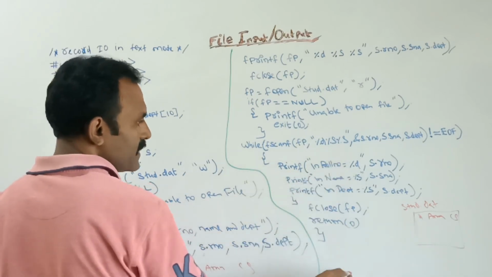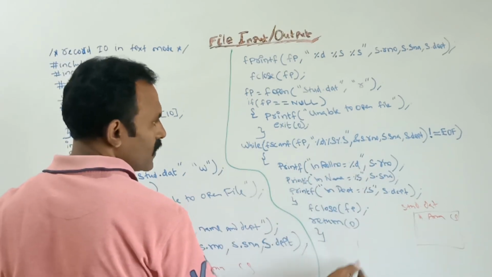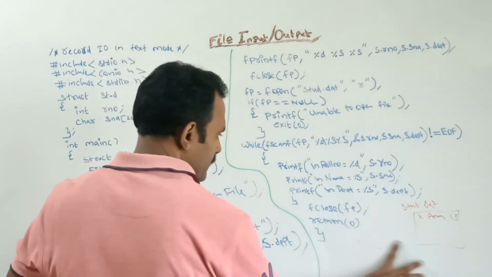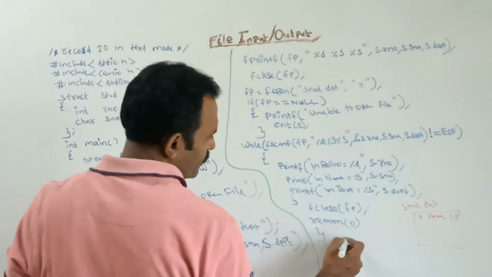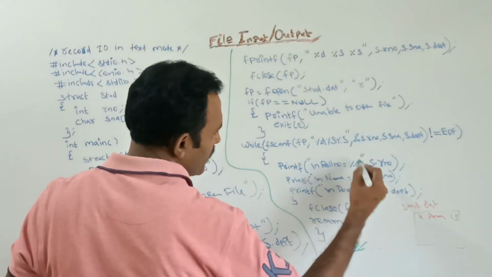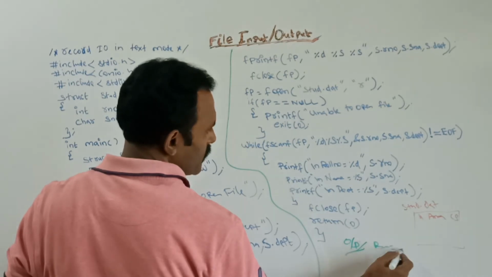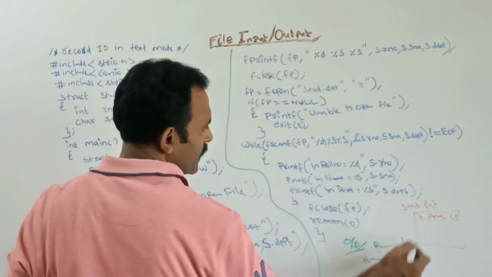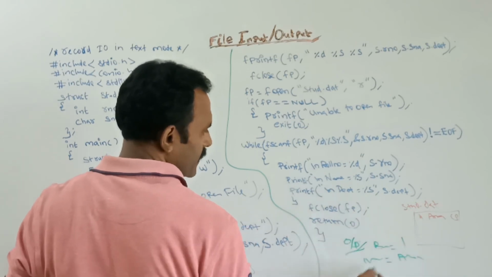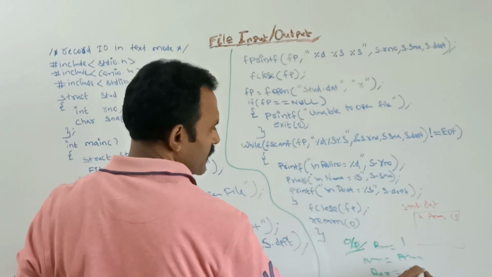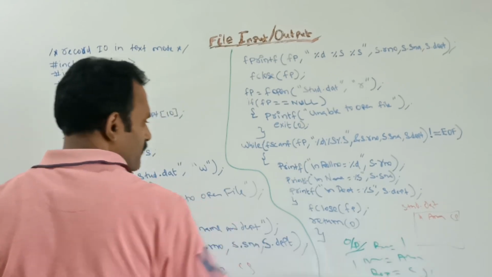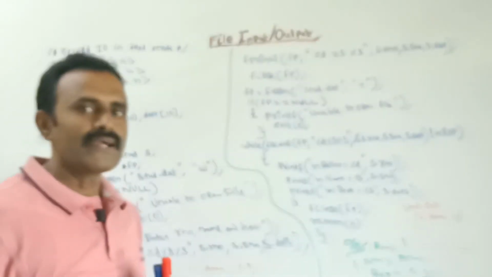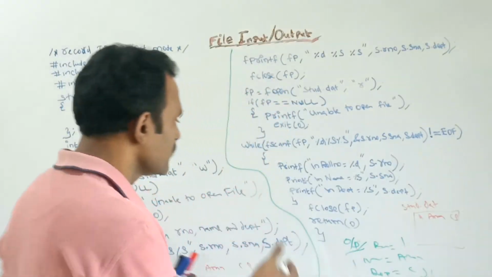On the display screen, in the output, very first it will print the message roll number is equal to, next 1, next name is equal to Arun, next department DEPT is equal to CS. In this way the output is displayed. So we can write the file and we can display the content inside the file using this program.